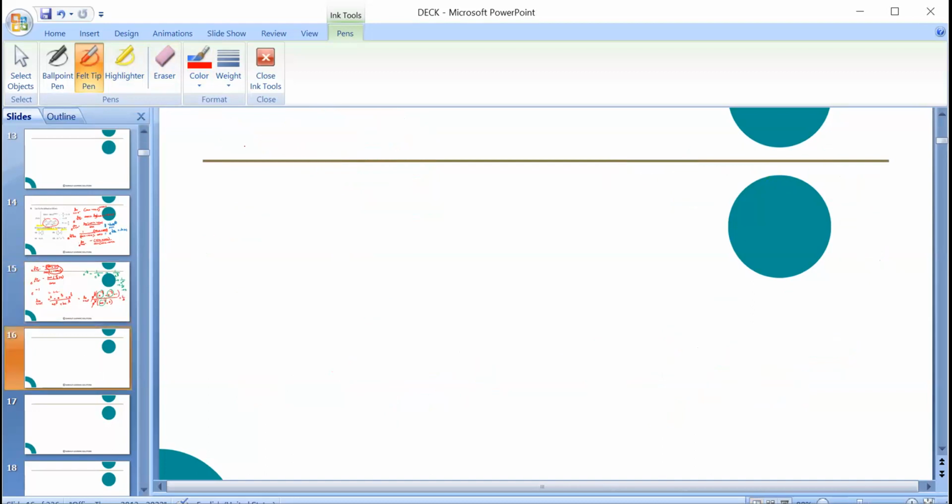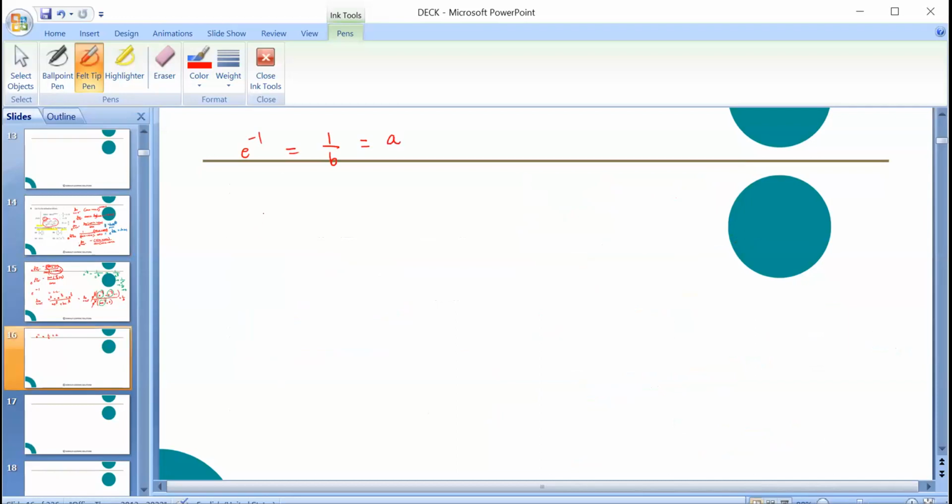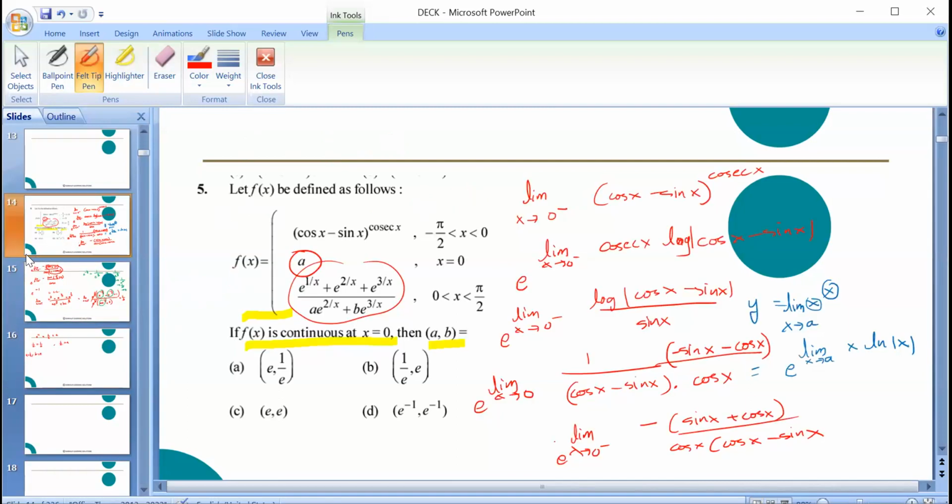So now left limit equals right limit equals the function value at 0, a. So you can write 1 by e is 1 by b, 1 by b e is a. So b is e and a is 1 by e. 1 by e comma e. Option B.